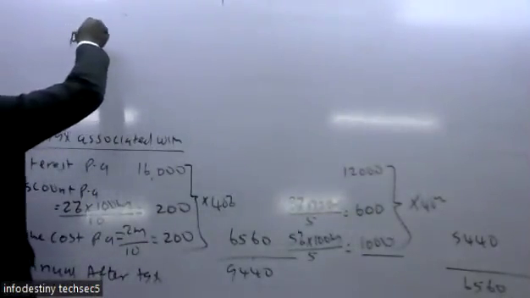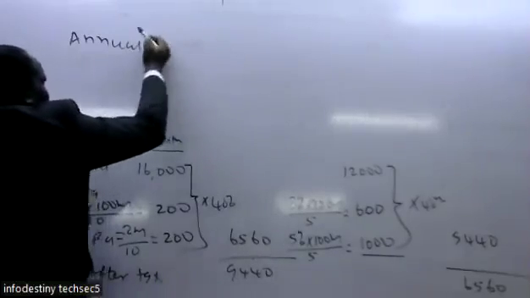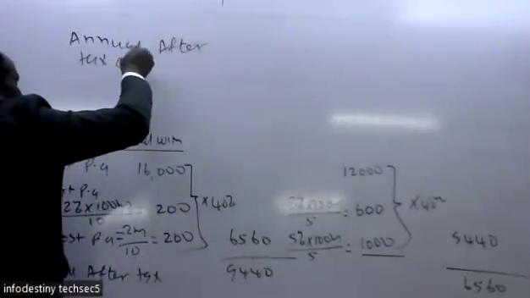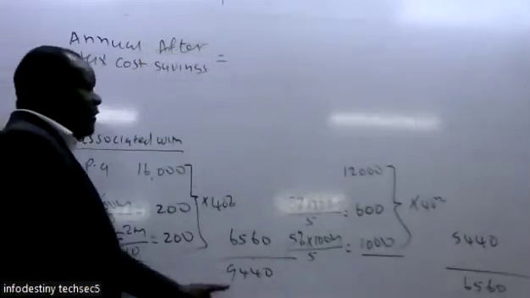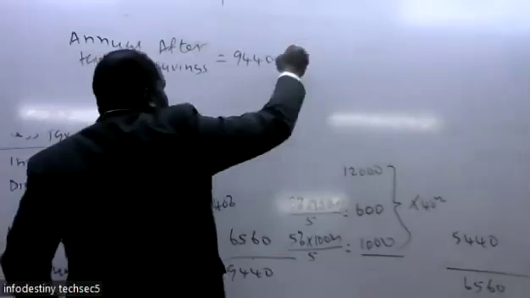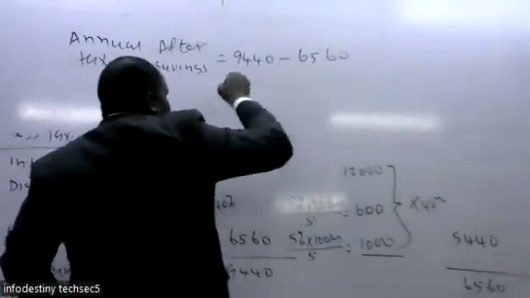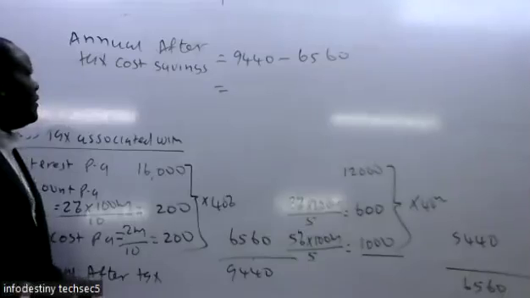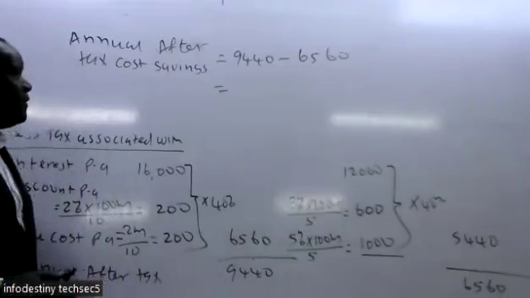The annual after-tax cost. So you simply take the one for the old bond, which is 94.40. You subtract the one for the new bond, 65.60. So that we get now the annual after-tax cost savings from the bond refunding.